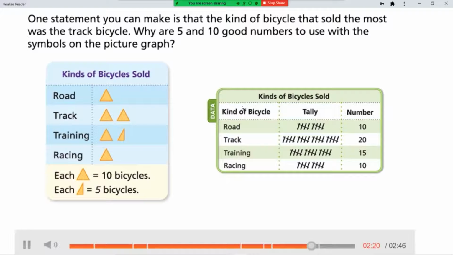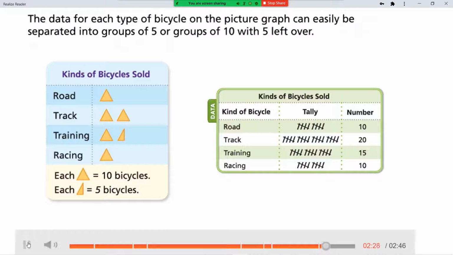Why are 5 and 10 good numbers to use with the symbols on the picture graph? Now here, the reason that we're using 5 and 10 is when we looked at the information in our frequency table, we found out that they were all in groups of 5s or 10s. So you can skip count by 5s or skip count by 10s to reach all of those numbers. So it made sense that the symbols that we were using represented either 5 or 10.